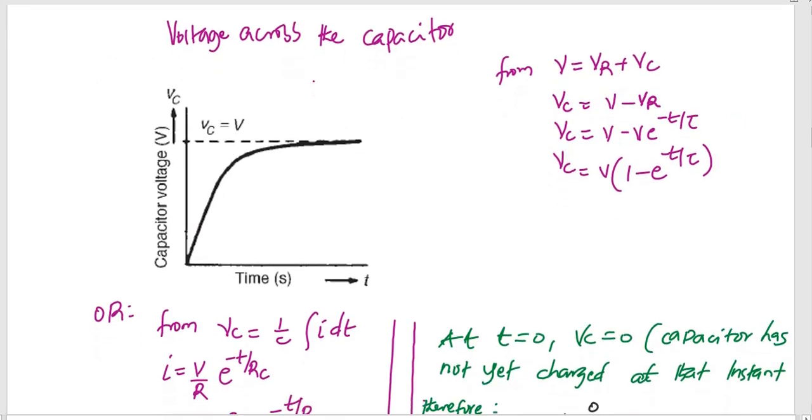What about the voltage across the capacitor? From the formula V is equal to VR plus VC, it means VC is equal to V minus VR. Making VC the subject of the formula, we already know V, we already know VR, so we substitute in the value for VR, which is V exponential of negative t divided by tau, and VC will therefore equal V into 1 minus exponential of negative t divided by tau.